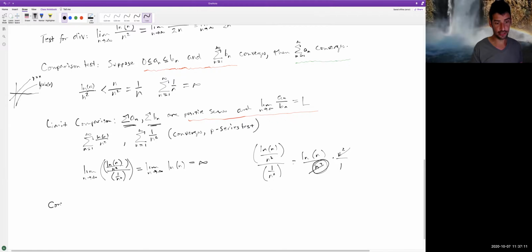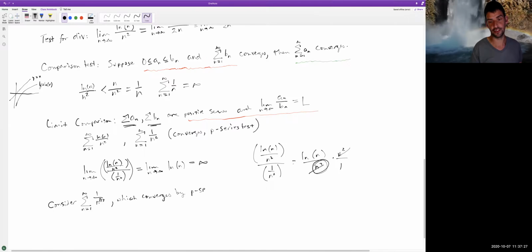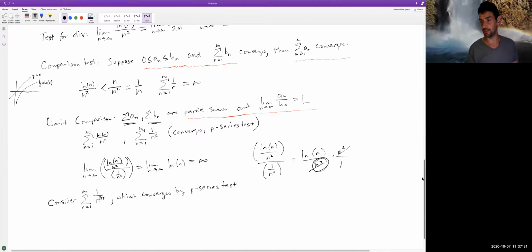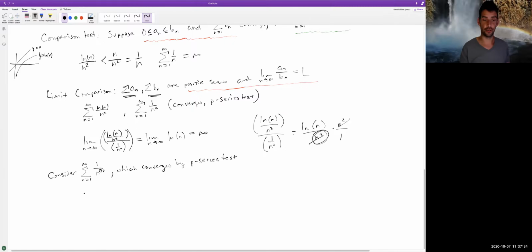Let's now try the series, n equals 1 to infinity of 1 over n to the 3/2. This converges by the p-series test. Again, power of n in the denominator, the power is greater than 1. We'll take the limit now.